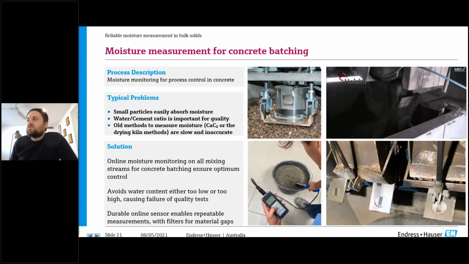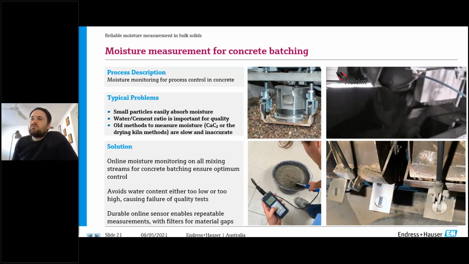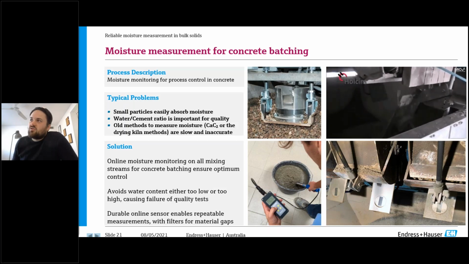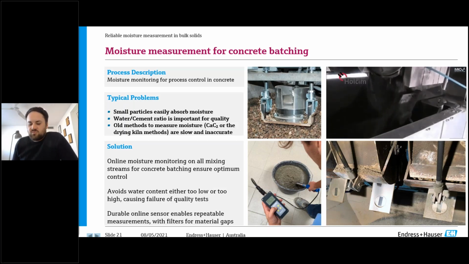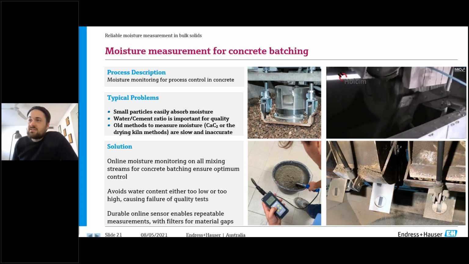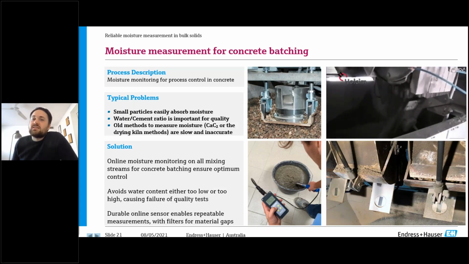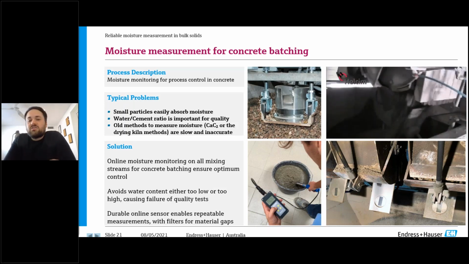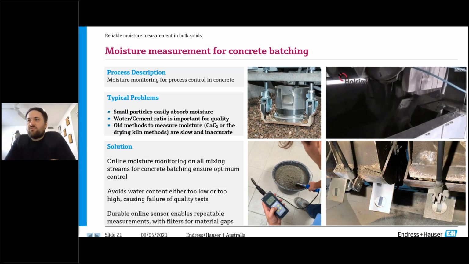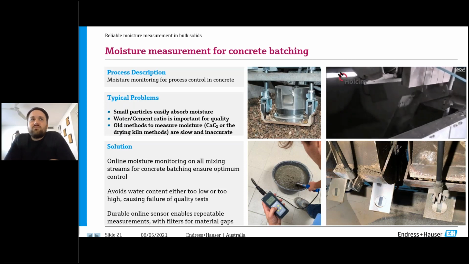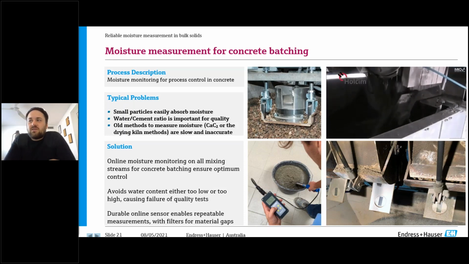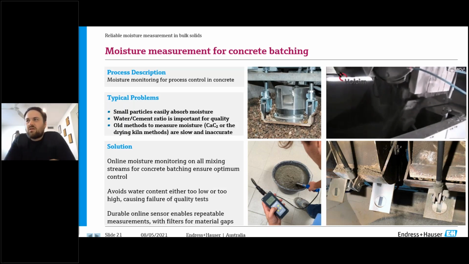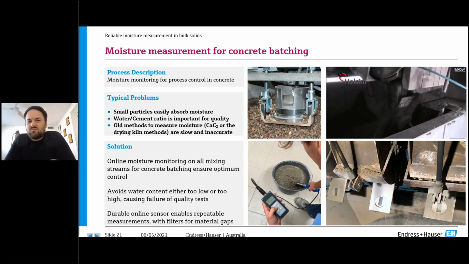The sensor was also originally designed for concrete batching. We know that some of the issues with measuring moisture in concrete batching or other construction material processes are that small particles like sand can easily absorb moisture. For concrete batching, the water to cement ratio is important for quality, and the old traditional methods, like the calcium carbide method or the dry and kill methods, can take quite a long time to get the result back and can be pretty inaccurate sometimes, maybe up to 5%.